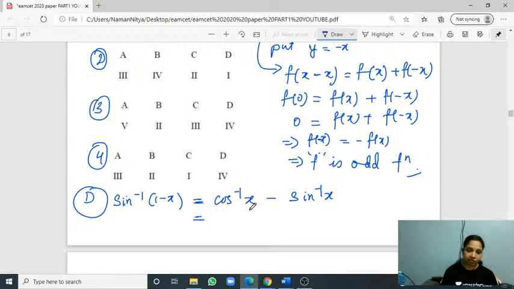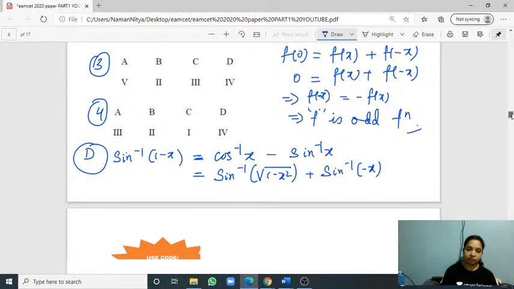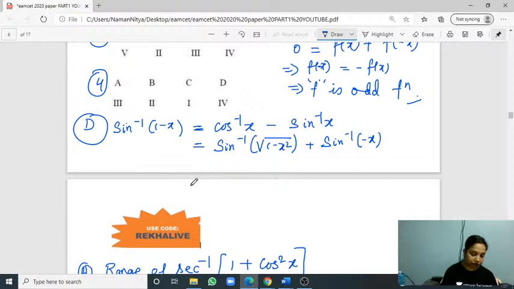So cos inverse x, if I want to write in terms of sine inverse x, it is nothing but sine inverse under root of 1 minus x square. Minus, here this minus sign I can take inside, I'll get plus sine inverse minus x. And now I will apply one more formula to solve this. If I use one more formula, I'm getting sine inverse.